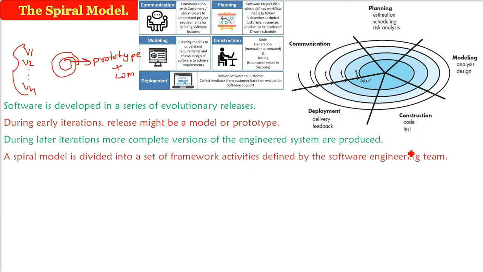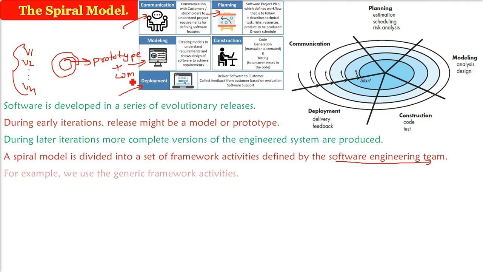Now for this spiral model, let's take the framework activities, because we know the basic SDLC framework activities are communication, planning, modeling, construction, and deployment. So how do we define the spiral model with respect to the framework activity? We have to communicate, then plan, then model, then construct. That is, actual coding is done here, and finally the deployment. So how do we use this spiral model?